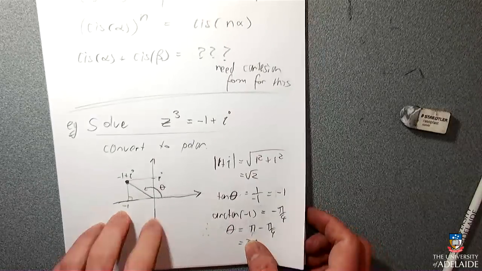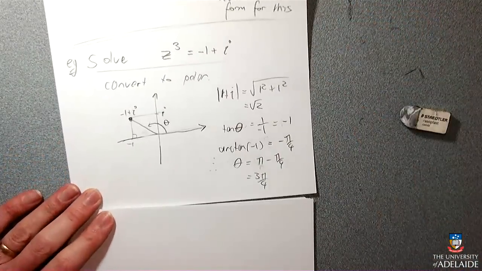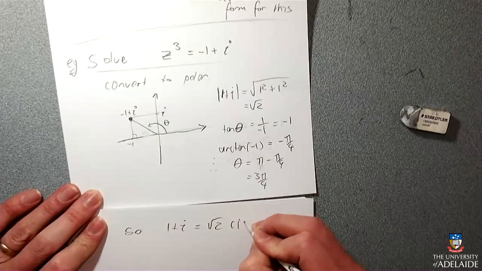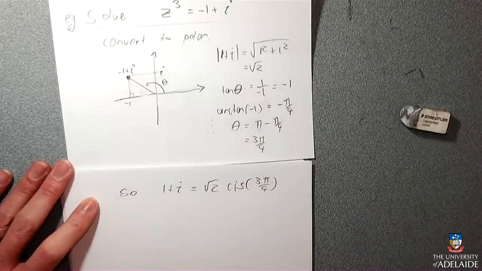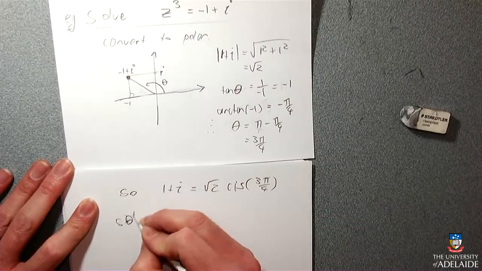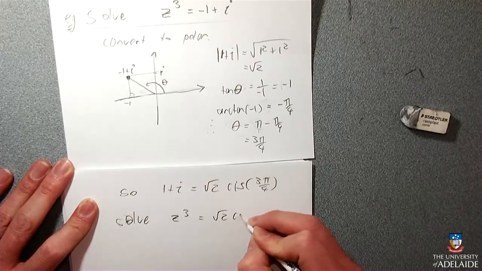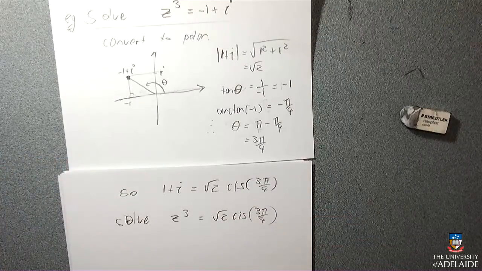Great. So 1 plus i is actually root 2 cis of 3 pi on 4. Beautiful. And so now what we're actually solving is z cubed is that. Cool, so I need to do the cube root of this, which is great. I could just divide it, do that.